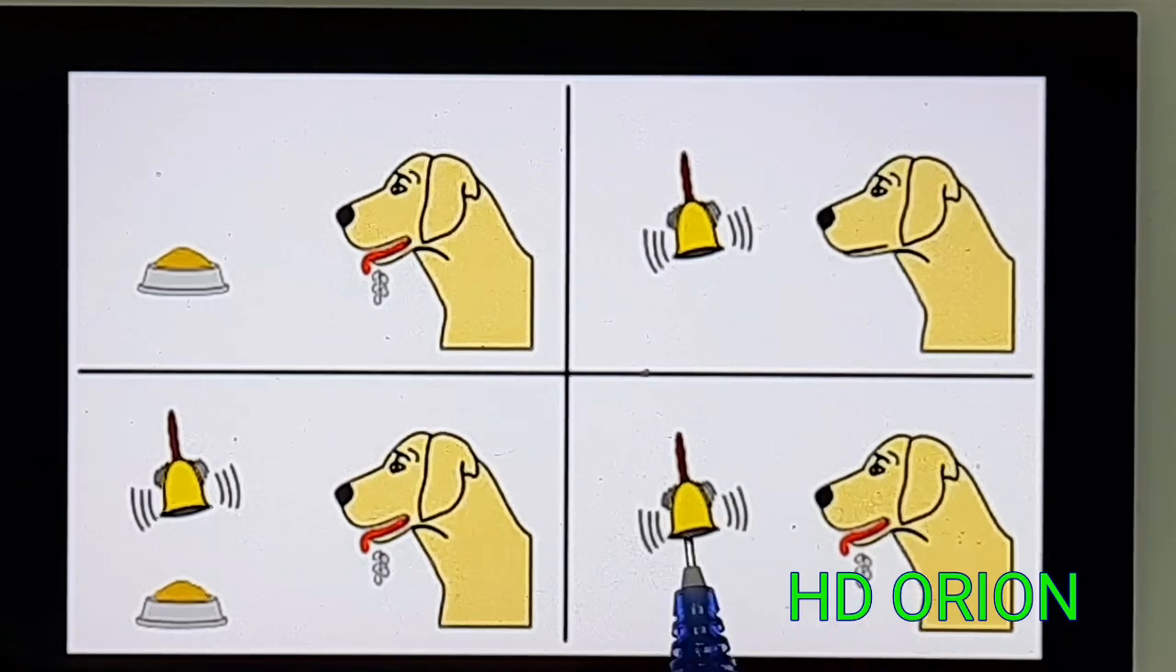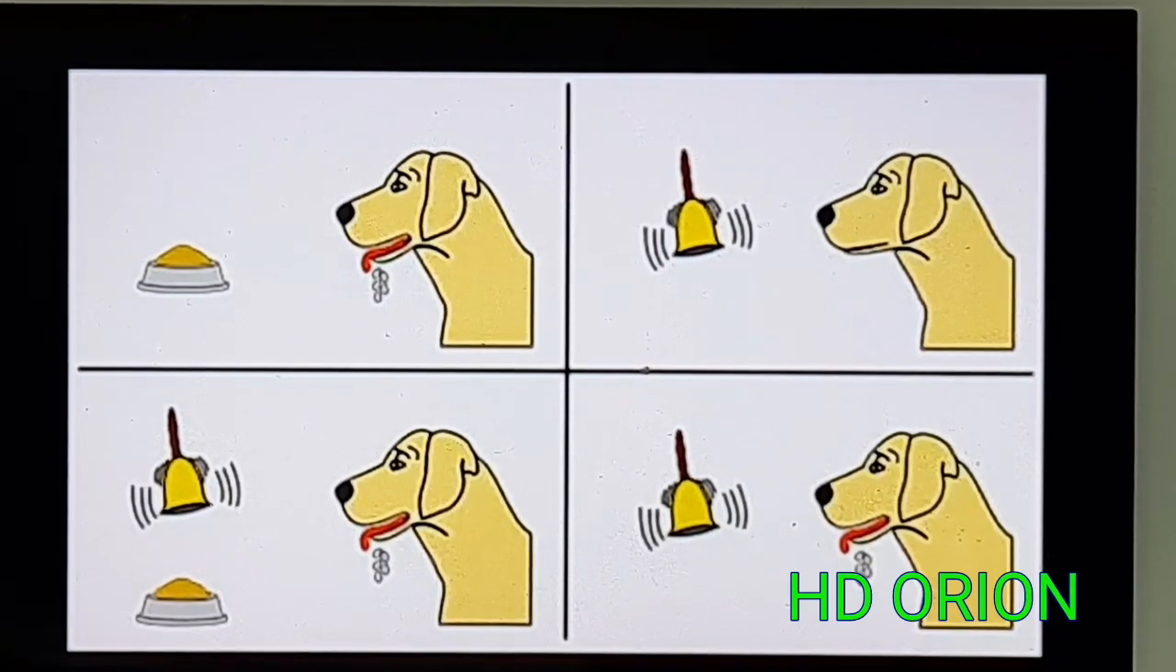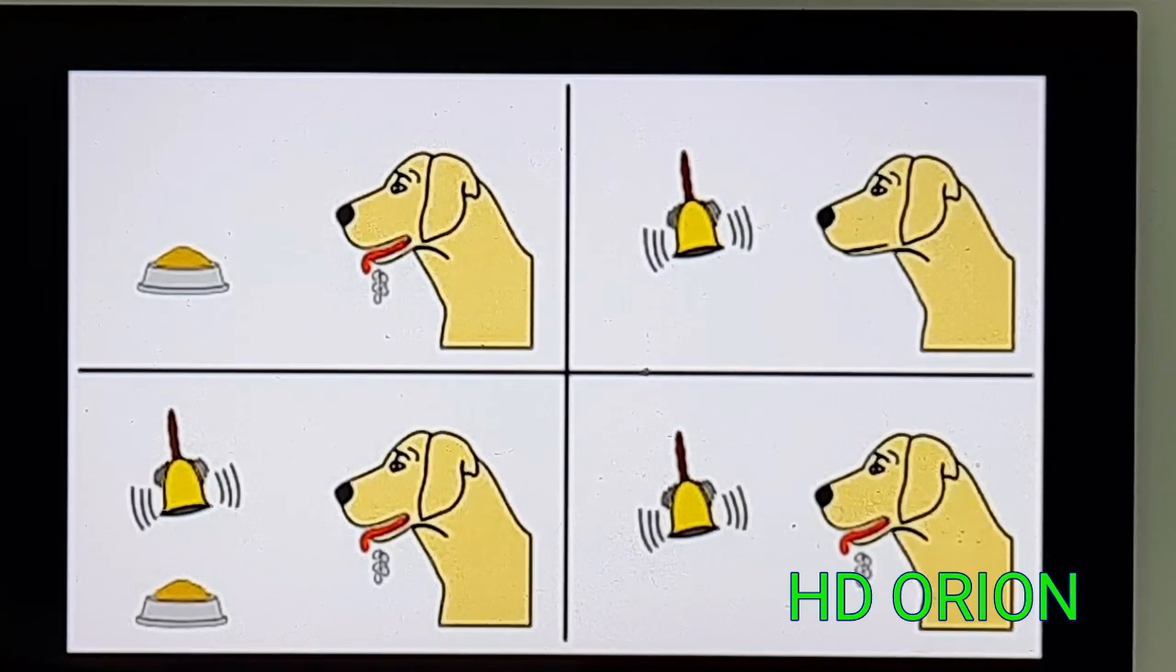The dog thought that now when it is hearing the bell, the food will automatically be there and it would salivate. But the salivary glands were so conditioned that without the sight of the food and the taste or smell of the food, the dog salivated. So this is a famous experiment conducted by Ivan Pavlov to explain conditioned reflex.